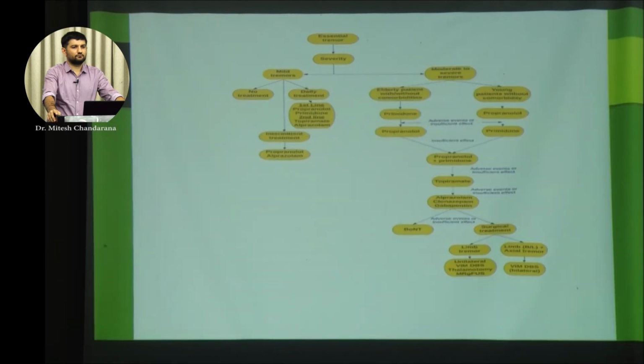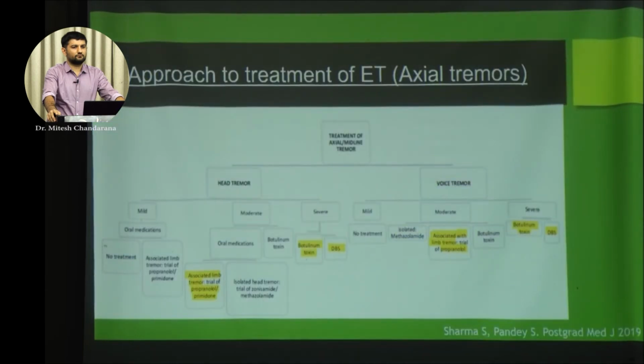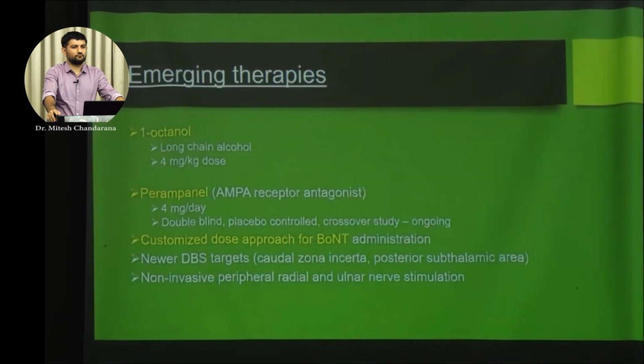If only limb tremors are there, we can go for unilateral DBS or thalamotomy. If all tremors are there, like axial tremors plus limb tremor, then we should go for bilateral DBS. And for axial tremors, head tremor, only propranolol and primidone we can try for mild to moderate tremors. Otherwise, go for either botulinum toxin injection or DBS in case of moderate to severe tremors, in both voice tremors as well as head tremors.